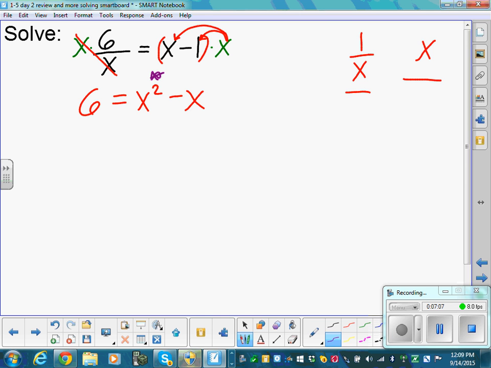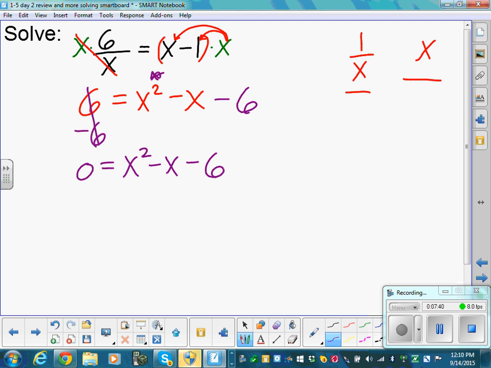Now we can only solve quadratics a couple of ways. We've learned a few. We've learned how to solve by the quadratic formula. Quadratic formula always works for all quadratics. Or we can solve using factoring if it's factorable. Now before we can get started with the quadratic formula or with factoring, we have to make sure it's set equal to 0. So I have to subtract 6 from both sides. Now notice that adds up to be 0, so we have 0 is equal to x squared minus x minus 6. Okay, so now we're dealing with a quadratic.